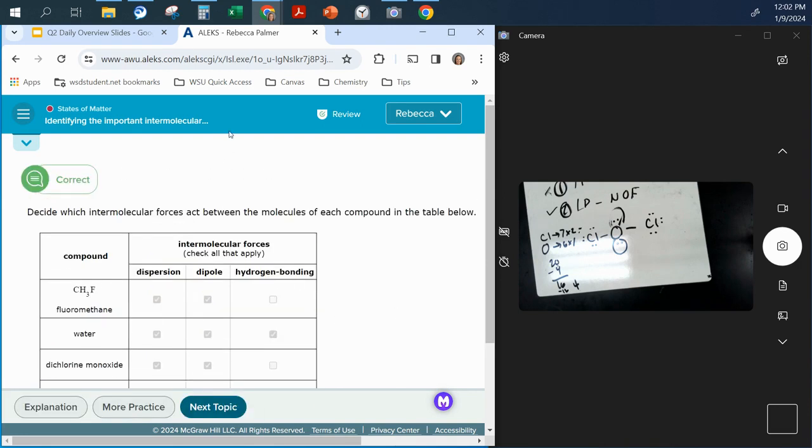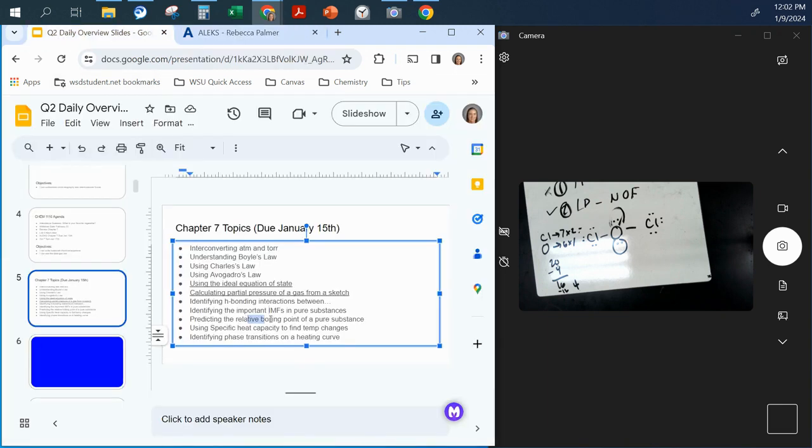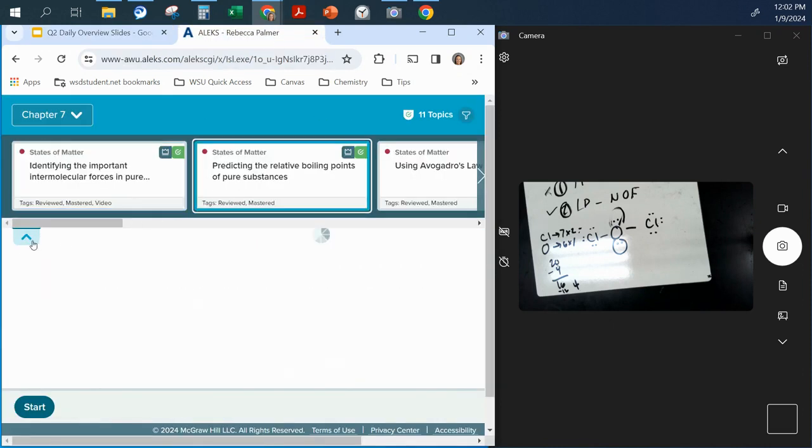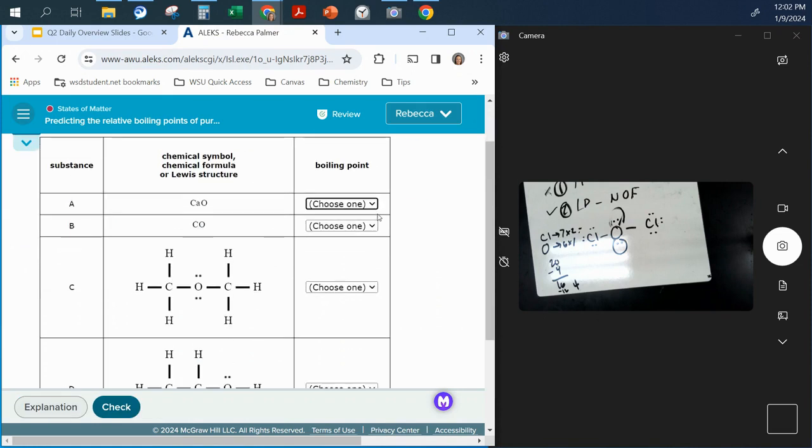Okay. How are we doing? We're making it. Okay, next one. Predicting the relative boiling point. This one's a reasoning question. Or is this one with the graphs or whatever? Oh, no, it's not. Two more. The very last one is on graphs.